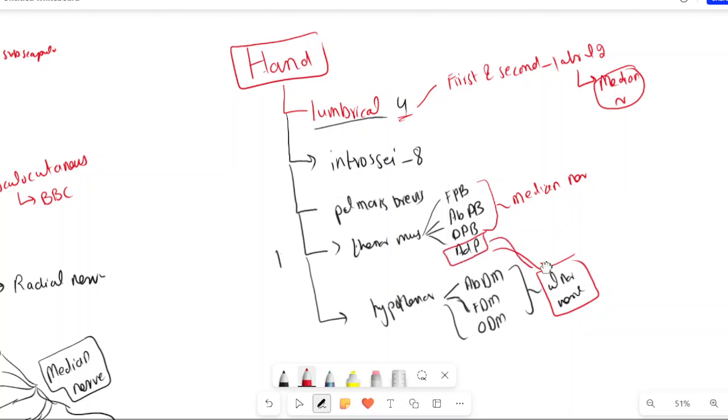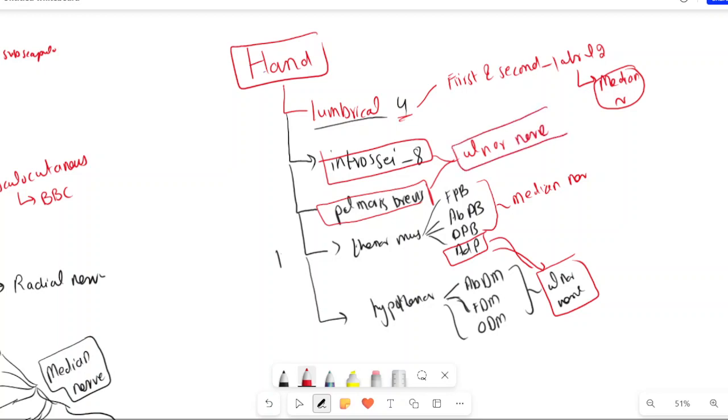Actually, this is supplied by the ulnar nerve. I have written all the nerves present, the palmaris brevis is also supplied by the ulnar nerve. The 8 interossei are also supplied by the ulnar nerve. So I write all the hand muscles that are supplied by the ulnar nerve. So it is a simple explanation. You have to write all these things and remember.